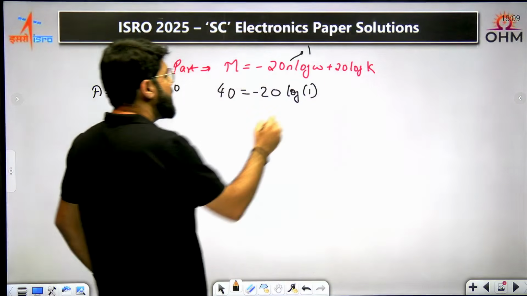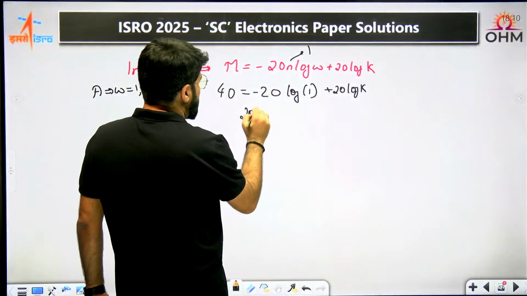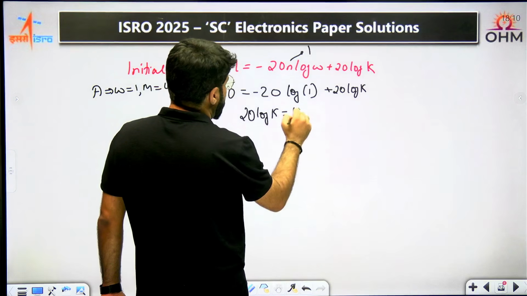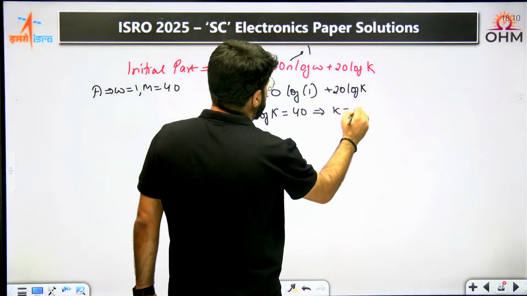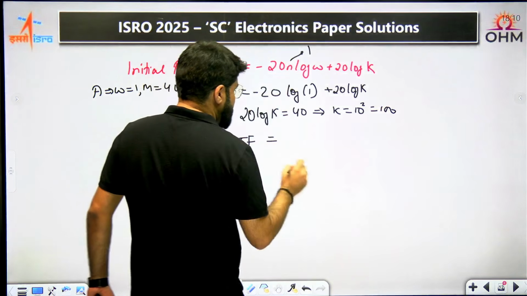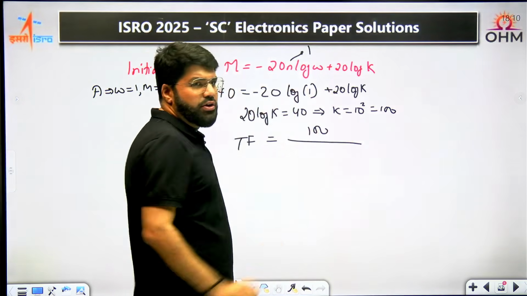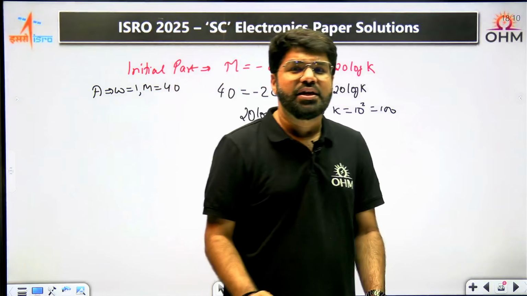That is what I'm using, plus 20 log k. So this is what is giving you 20 log k equal to 40. Log k is 2, so k will be 10 raised to the power 2, which is 100. And then the transfer function is k. That is the k of the standard form. Now, whatever k we use in the Bode plot initial plot formula is the k of the standard form.